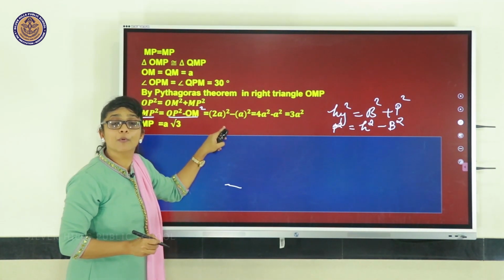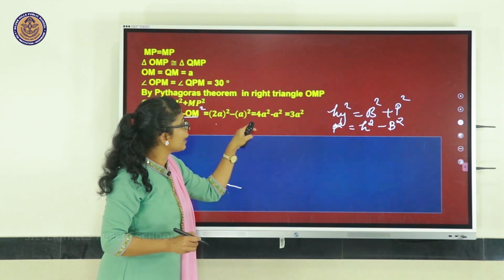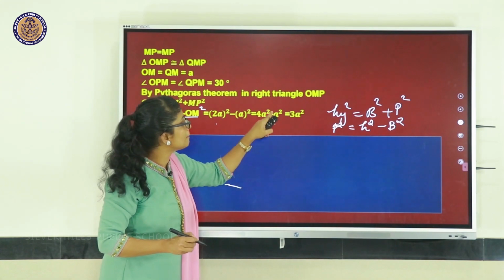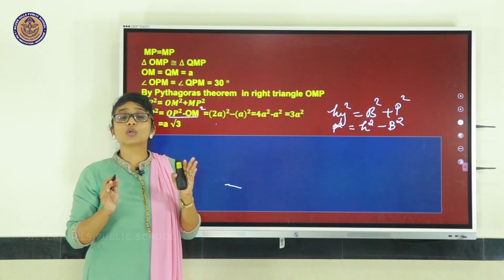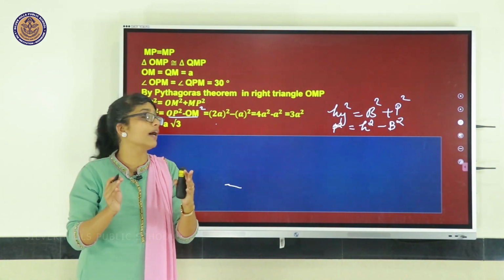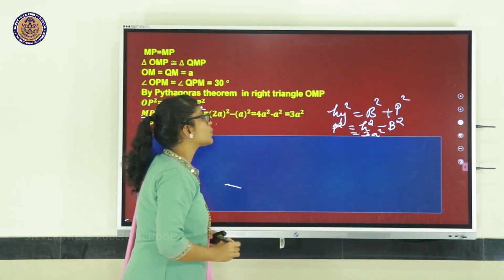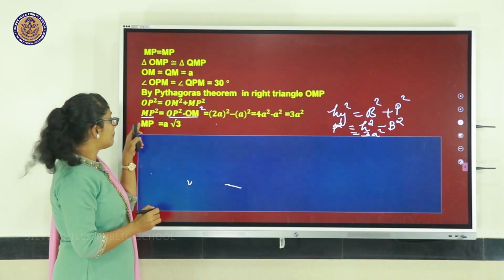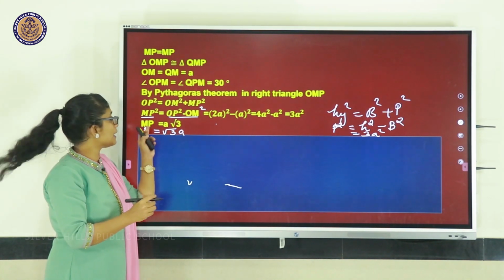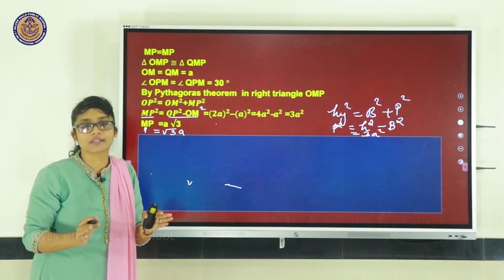What is OP? Hypotenuse 2A. So 2A all square minus A square, that is 2 square is 4, 4A square minus A square, equal to 3A square. Height square or perpendicular square is equal to 3A square. Therefore perpendicular is equal to root 3A. What is perpendicular? That is MP. MP is equal to A root 3.